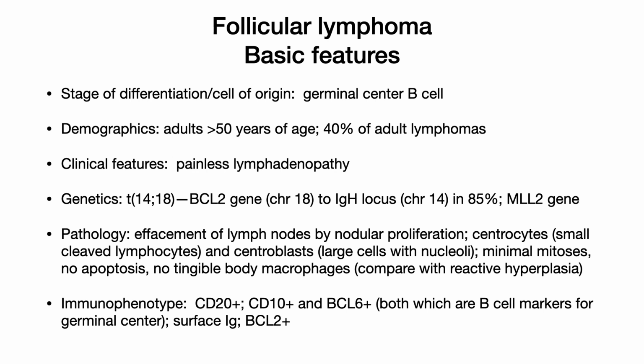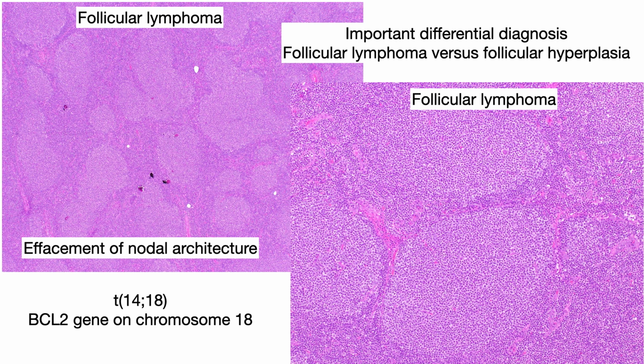It's a B cell, so you see CD20, you see CD10. Remember, we talked about that with maturity. It seems like CD10 comes in relatively early in maturity, but really, really early pre-B cell neoplasms and ALL don't have it. And then BCL6. And then obviously it's going to be BCL2 positive also, because that's the translocation. So these are follicular lymphomas.